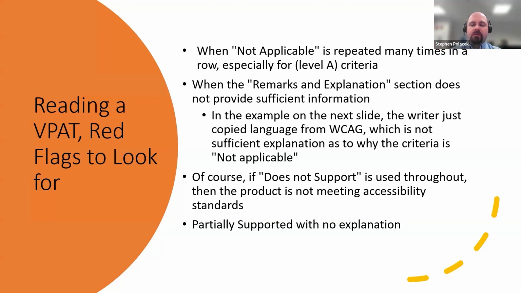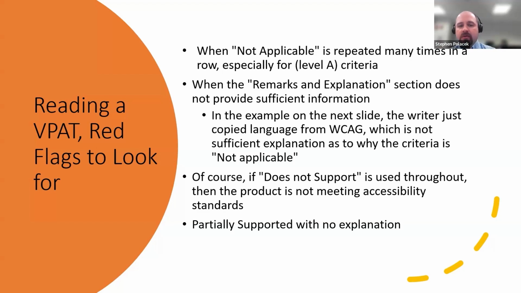When the remarks and explanation section does not provide sufficient information. So if they don't fill it out at all, that's a big issue, especially if they mark does not support or partially supports. Or if they just say, we found issues here. They don't list the issues, or they don't tell you how often it was happening. Those kinds of things are red flags because we don't have enough information to make an accurate judgment of, is this accessible enough for our needs?